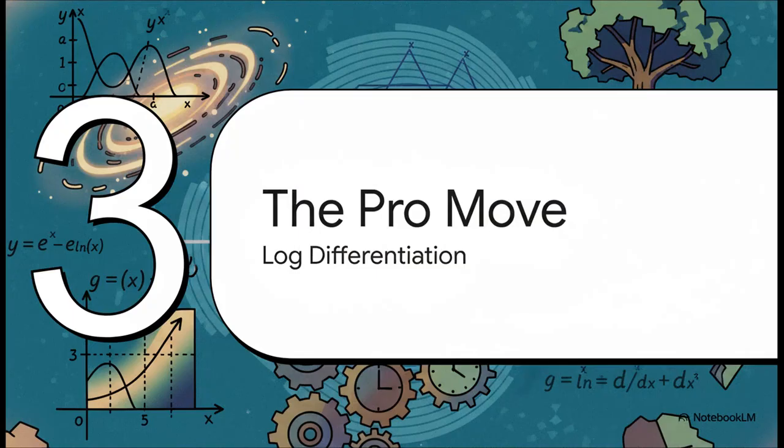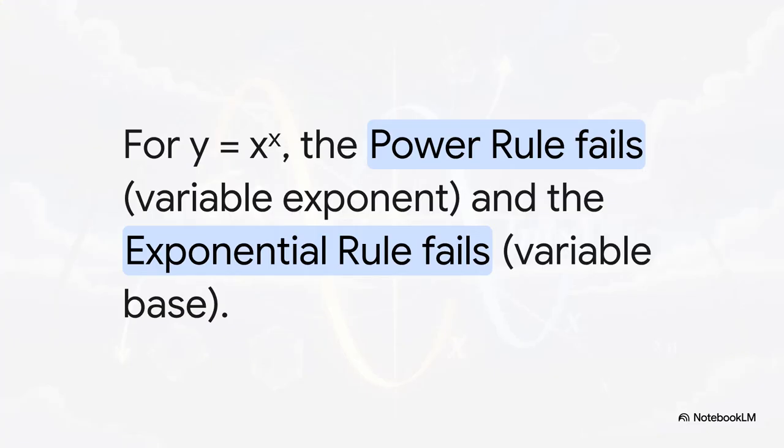Okay, you ready for the main event? It's time to go back and face that impossible problem from the very beginning. For this, we're going to need a special technique, what I like to call the pro move: logarithmic differentiation. So here we are again, staring down y equals x to the x. It's not a power rule problem. It's not an exponential rule problem. It's this weird hybrid that seems to break all the rules we have.